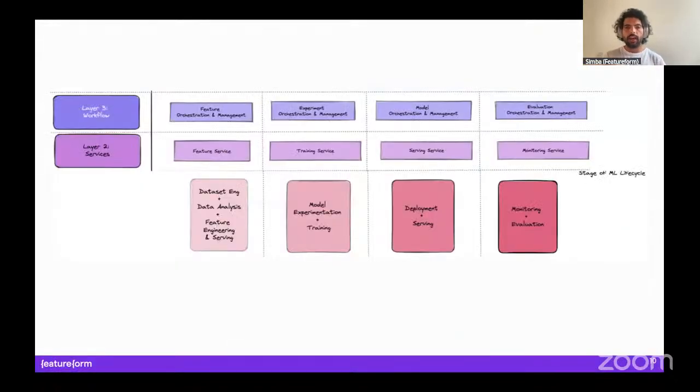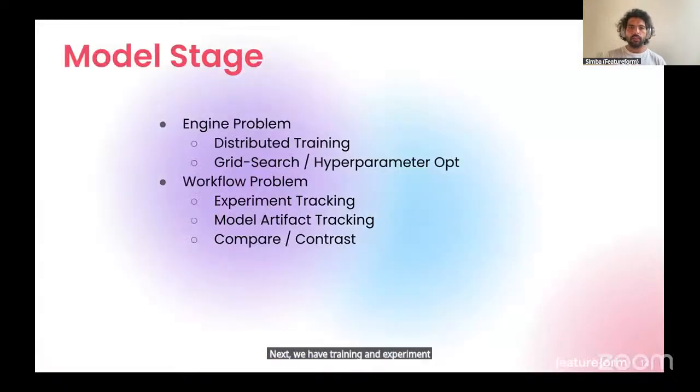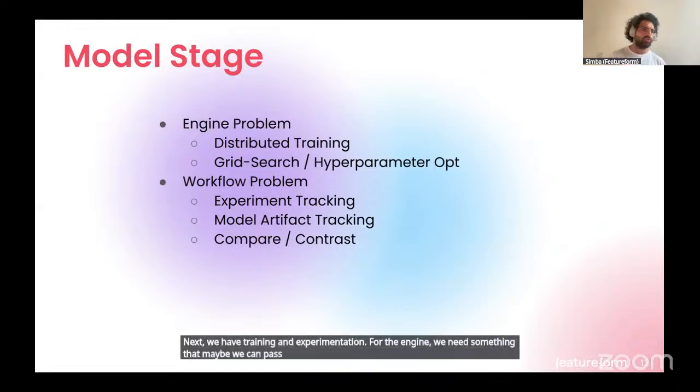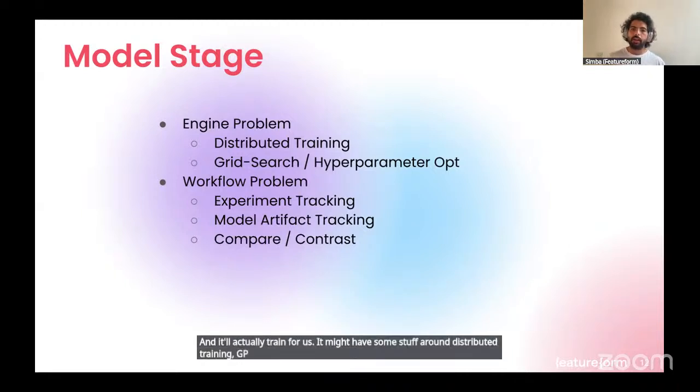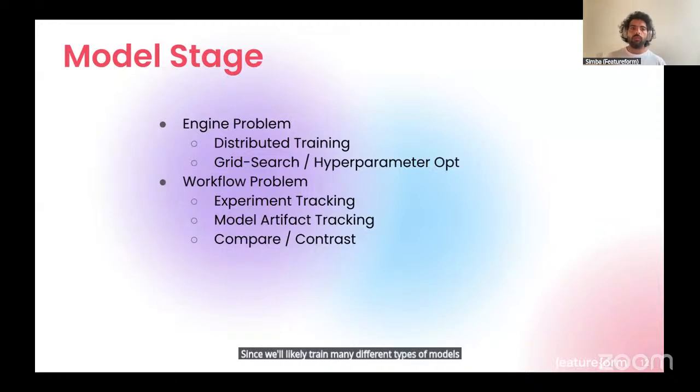Next, we have training and experimentation. For the engine, we need something that maybe we can pass training config to, and it'll actually train for us. It might have some stuff around distributed training, GPUs, maybe it does some hyperparameter optimization, etc. Since we'll likely train many different types of models and many different models, we also want to have proper workflows for experiment tracking, to track models, to compare and contrast different runs that we've had, etc.